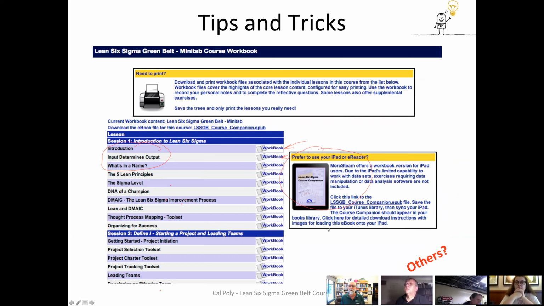Any other tips or tricks anybody wants to share that they've learned in going through these MoreSteam sessions that can help everybody get a little more value, move a little faster, reduce cycle time? If you do, just raise your hand. Let's see. Okay. All right. So I just read Ravi's chat that he's having a problem with his microphone. So, okay, cool. All right, let's go ahead and move on.